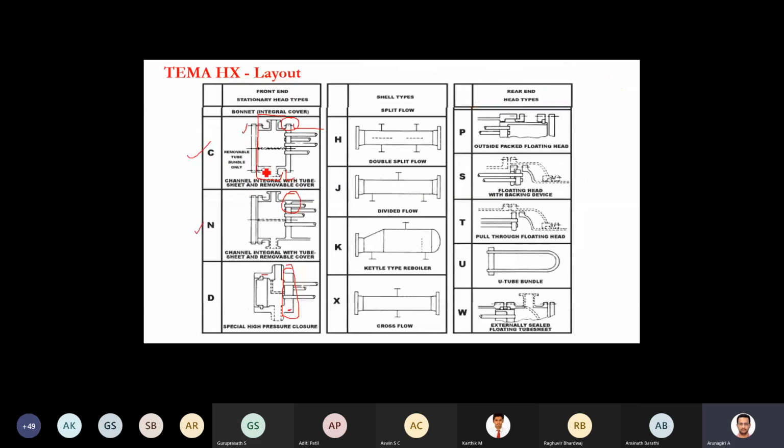Then the third case, you have a channel integral with the tube sheet. This channel is integrated with the tube sheet, and you have a removable cover. Then the fourth case, this channel is integrated with the tube sheet. The difference between this C and N is that in this case the channel, tube sheet, and shell are integrated together. Only the cover is removable.